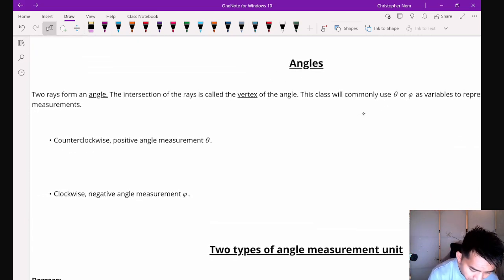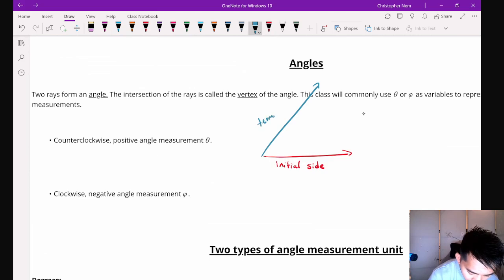So an angle is broken up into two parts, ray 1 and ray 2. My first ray, I call that the initial side, and then it opens up to the second ray called the terminal side. If I am opening up in a counterclockwise direction from the initial side to the terminal side, then this angle measurement theta will be positive.